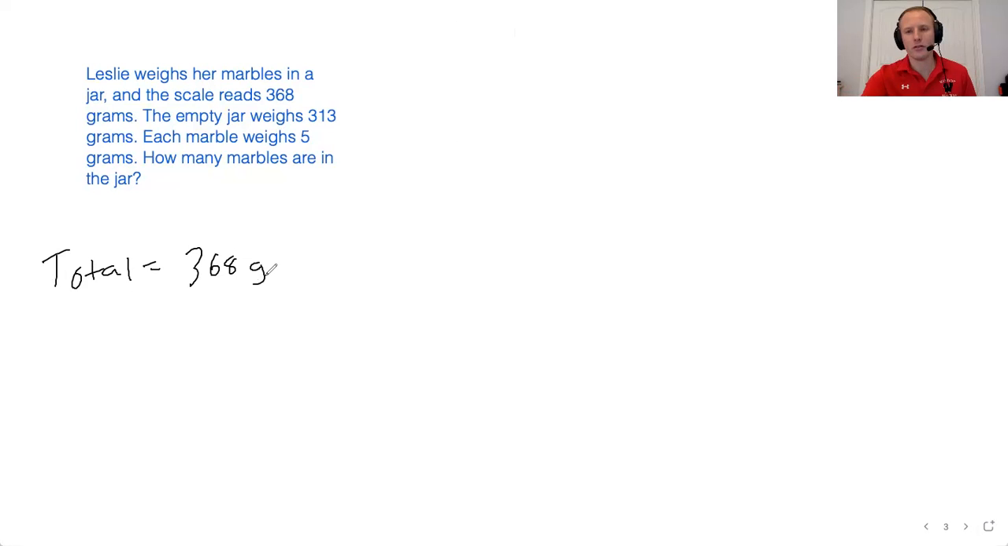Now we already know that this is different than the other 2 that we've done, because in the other 2 we've been looking for a total, whereas in this one we're given the total at the beginning. So we already know we're going to do something a little bit different. The empty jar, so the jar, weighs 313 grams. So that, like, if you emptied out all the marbles and all that was left on the scale was the jar, it would weigh 313 grams.